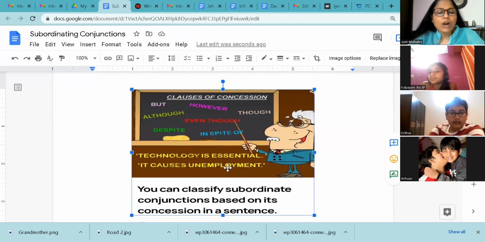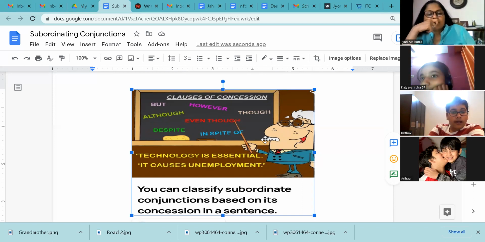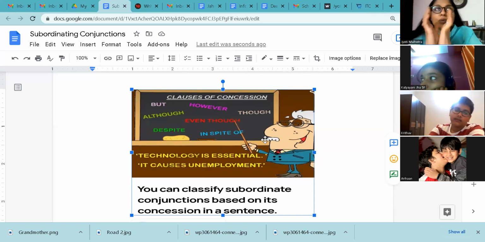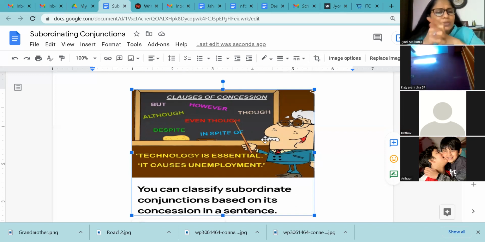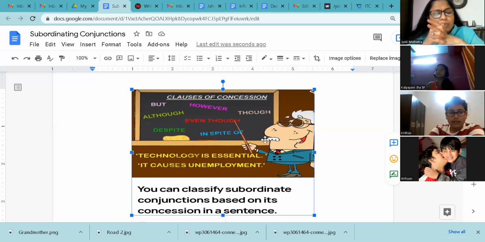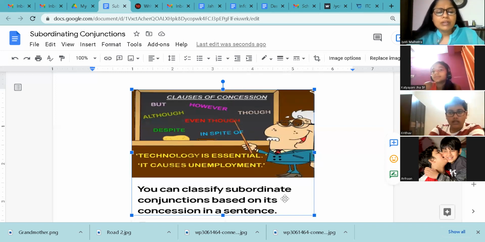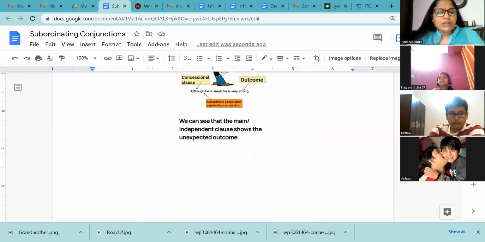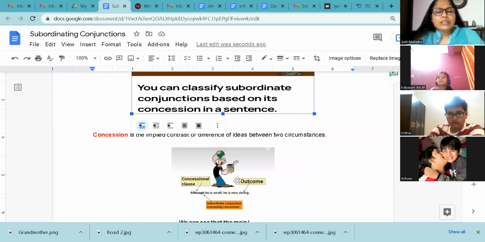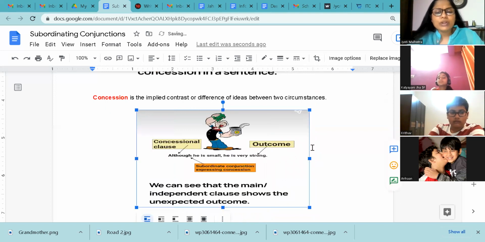You can classify. So how will you combine this using any one of these which are there on the board? Technology is essential, but it causes unemployment. So you can say although or even though technology is essential, it causes unemployment. So we are looking at two things that are almost opposite to each other, or they are representing a contrast.